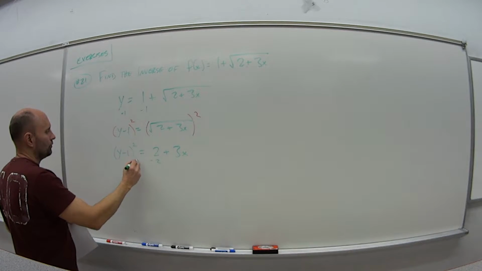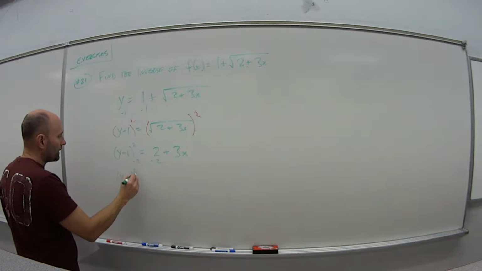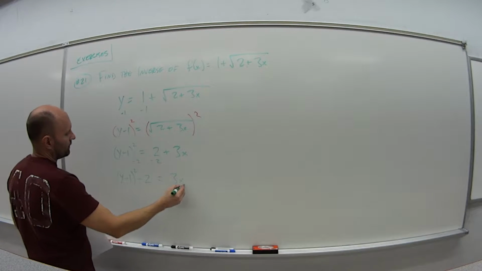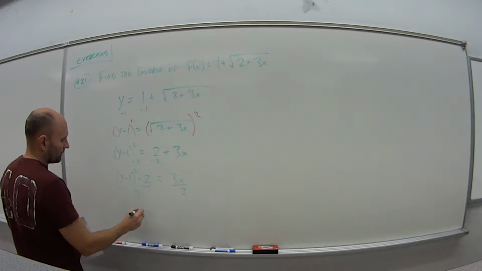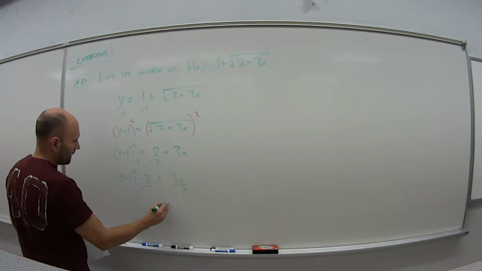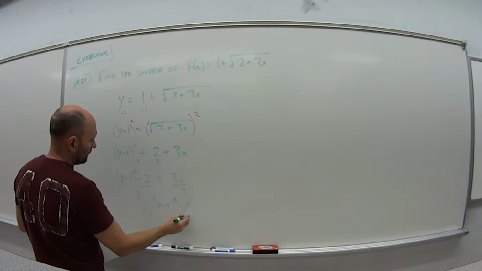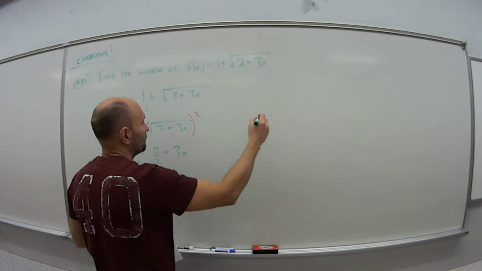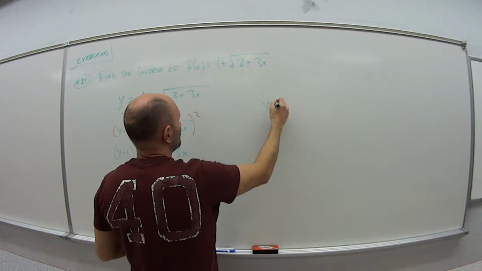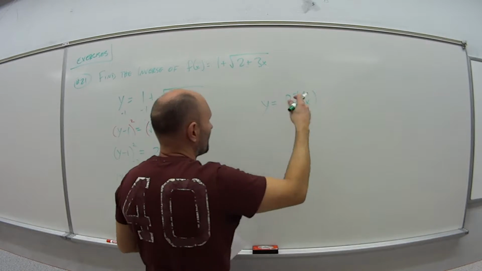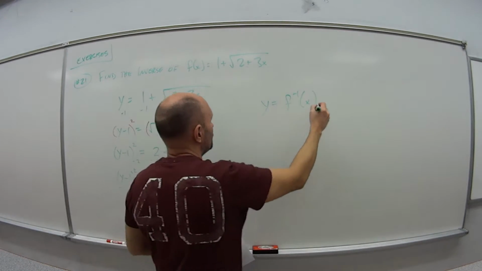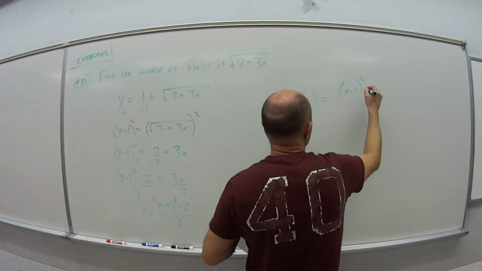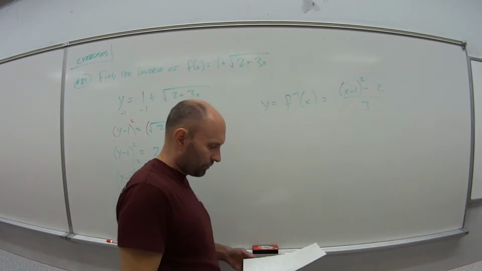Now I need to subtract 2 from both sides, so I get y minus 1 squared minus 2 is equal to 3x. I'm almost there. I just need to now divide by 3. So that tells me x is equal to y minus 1 squared minus 2 divided by 3. So now that I've solved for x, I just switch my x's and y's. So that means y, which in this case is actually my inverse function, so f inverse of x is equal to x minus 1 squared. I got to change those x's and y's. Minus 2 all over 3.